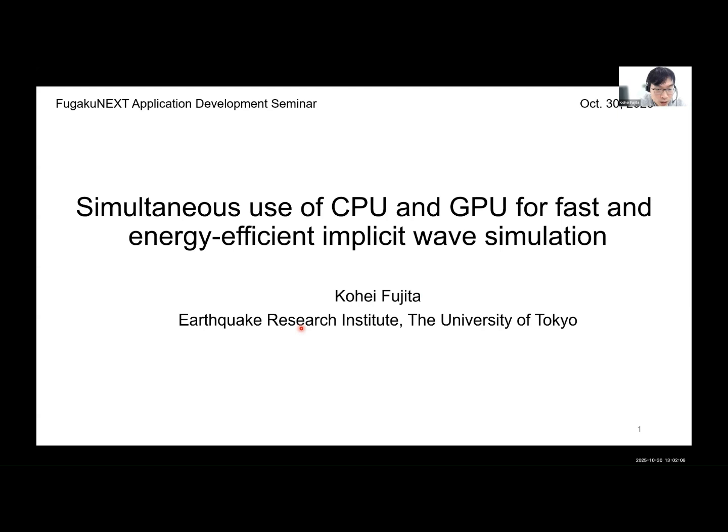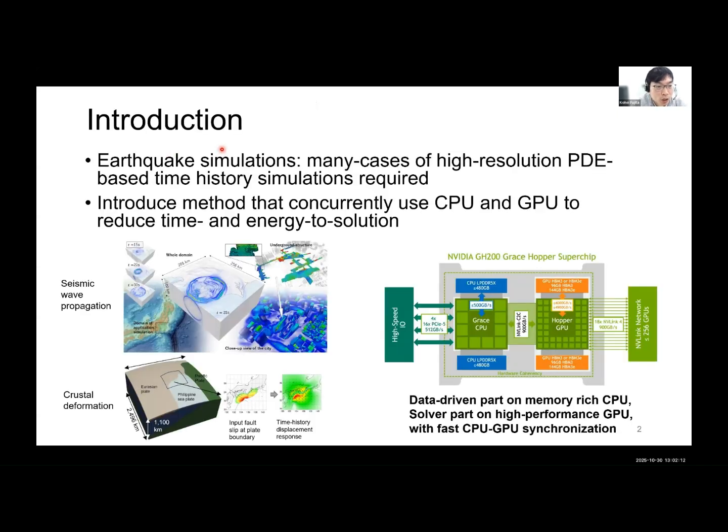So I will talk about simultaneous use of CPU and GPU for fast and energy efficient implicit wave simulation. I'm from the Earthquake Research Institute of the University of Tokyo. Our target is earthquake simulation. For example, we need to do some seismic wave propagation analysis or some crustal deformation analysis. And these require solving many cases of high resolution partial differential equation based time history simulations.